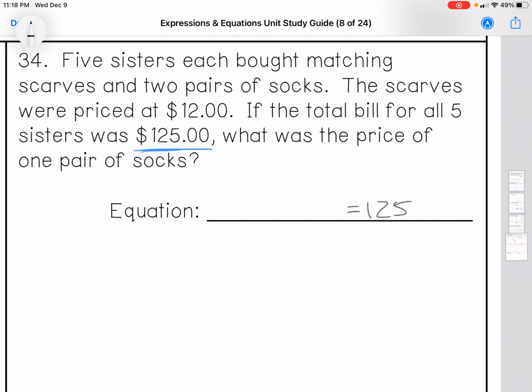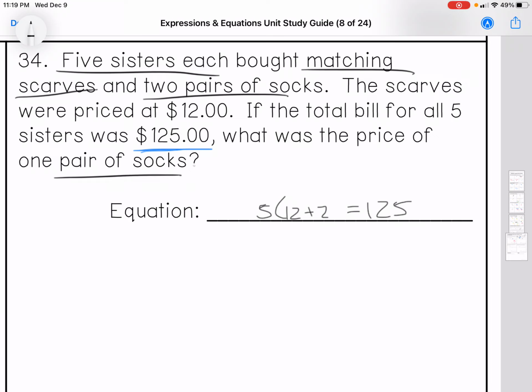The scarves were priced at $12. So 5 sisters each, that means 5 times something, okay? They each bought matching scarves and 2 pairs of socks. So they bought 1 scarf, so that's 12. I meant 12 because that cost $12, my bad. Plus 2 pairs of socks. We don't know how much the socks cost, so it's 2x, but we know they bought 2 of them. Alright, let's solve this.